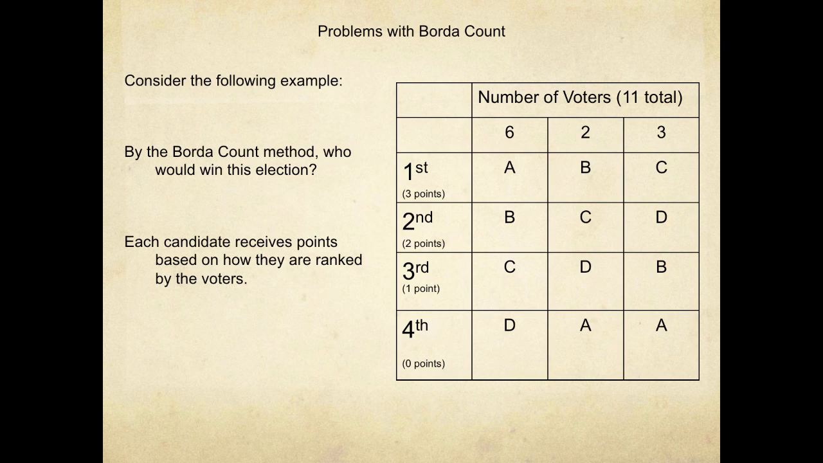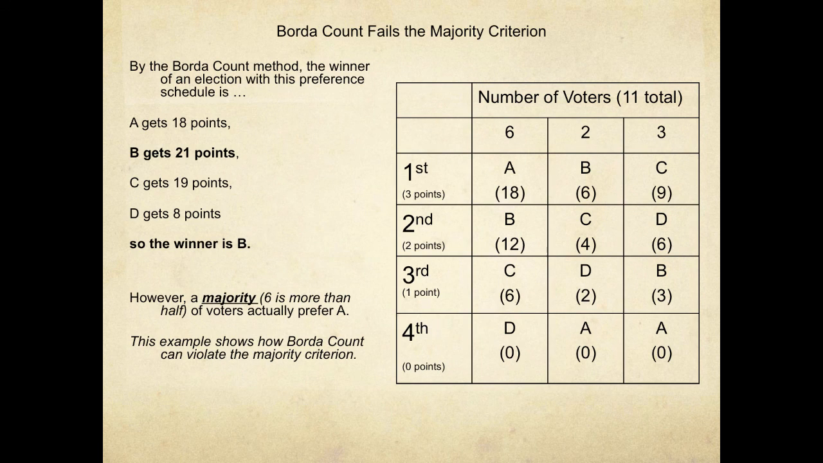Here's a candidate, A, who has more than half the votes for first place, a majority, and yet you've got 5 people that ranked A last. And so A could feel justified in saying, I should win this because I have a majority of first place votes. But A won't actually be the winner by the Borda count method. If we tally up the points, B has 21 points here, A only has 18. It's because you've got 5 people that ranked A last.